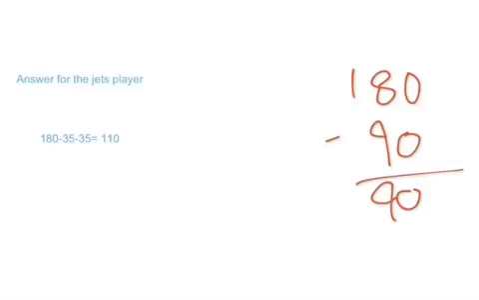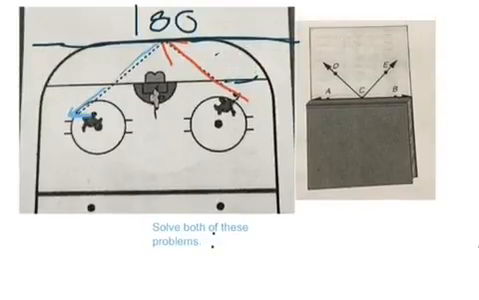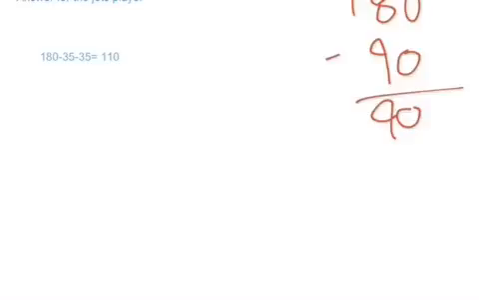Thank you. Okay, this is your answer for the Jets player. 180 minus 35 minus 35 equals 110. So how I got the 35s is, obviously this is 35, and this would have to be 35 too, and this is 180. So how much is this? We figured out that 180 minus 35 minus 35 equals 110. If you didn't get this right, pause the video and come back.